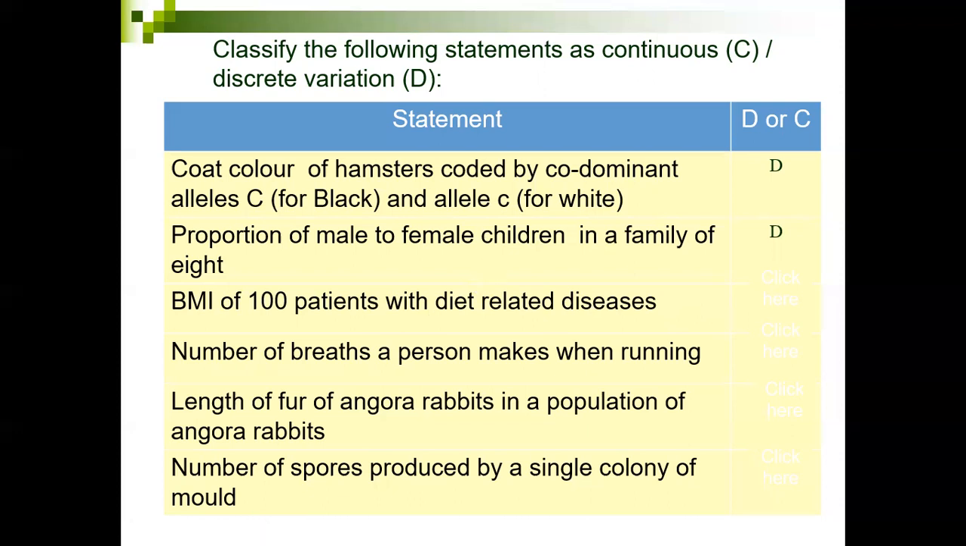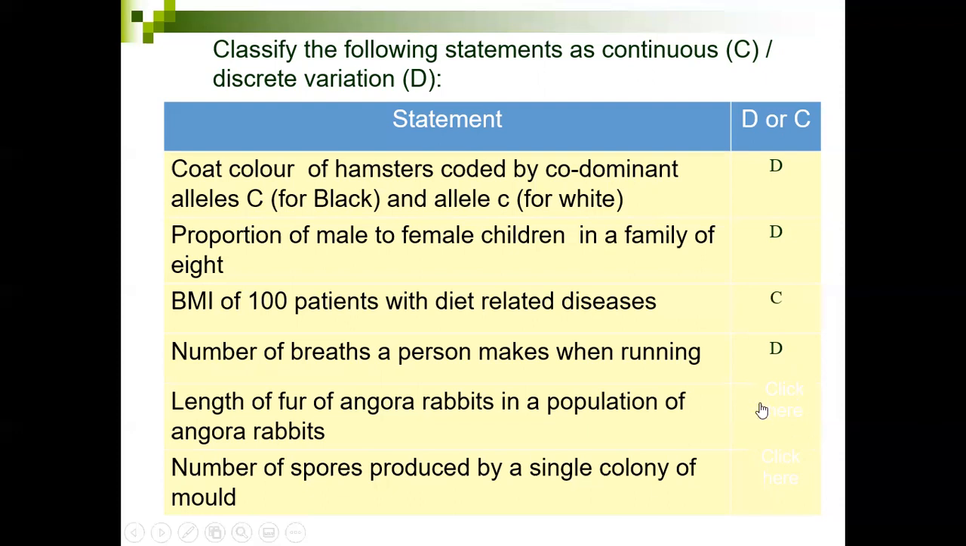Okay, BMI of 100 patients with diet-related disease, next. Continuous, yes, because BMI can be continuous. Next, number of breaths a person makes when running. Discrete. Number of breaths must be 1, 2, 3, 4, 5. Because it is 1, 2, 3, 4, 5, it's discrete. The answer is D.